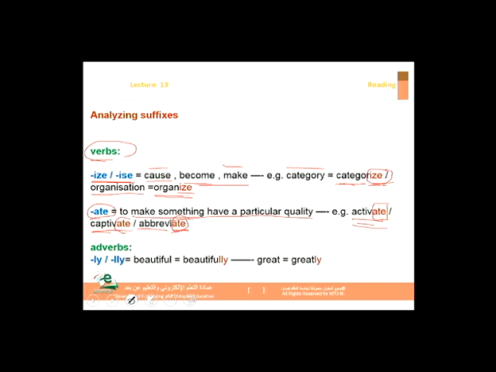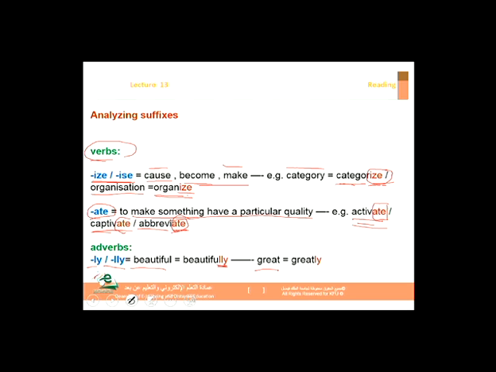Adverbs are really easy: -ly or double L-Y. The word beautiful is a popular one. For example, you can say this room is beautiful. If you want to make an adverb, you just add -ly. An example: this room is beautifully decorated. Beautifully decorated. So beautifully is an adverb.